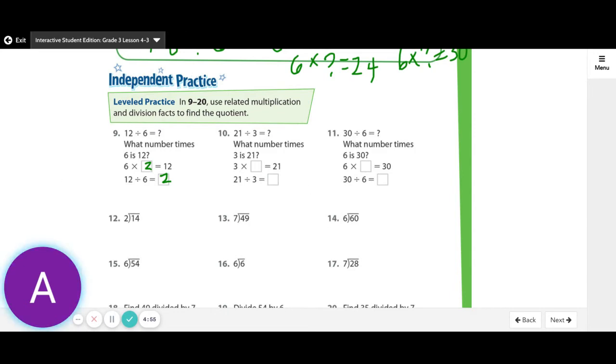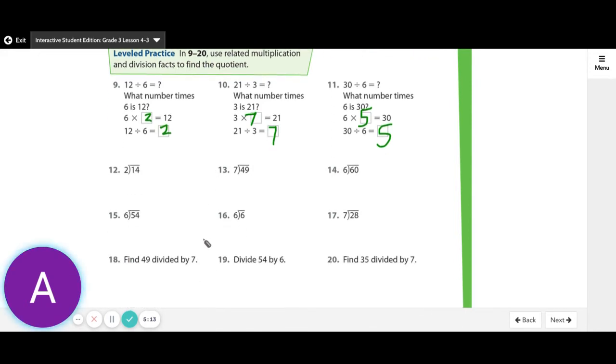Number 10, 21 divided by 3. What number times 3 is 21? I know 3 times 7 is 21, so I know 21 divided by 3 is 7. 30 divided by 6. What number times 6 is 30? I know 6 times 5 is 30, so that tells me that 30 divided by 6 would be 5.